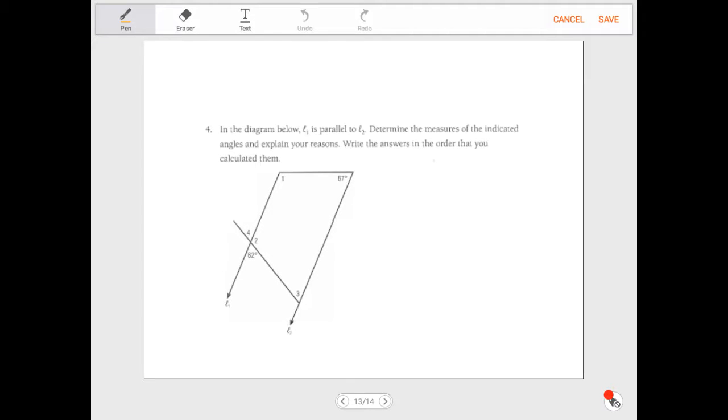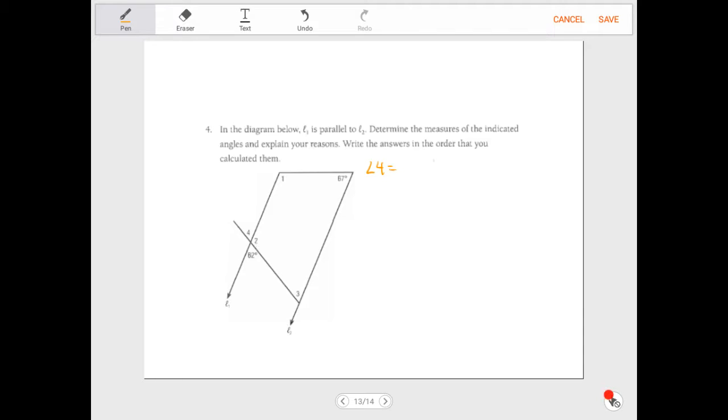Okay, what do we have here now? It says in the diagram below, line 1 and line 2 are parallel. Determine the measures of the angles. Okay, fine, we can do that, and we'll go from there. Really, it's up to us where we feel like starting here. It truly doesn't matter. So let's do angle 4 first.